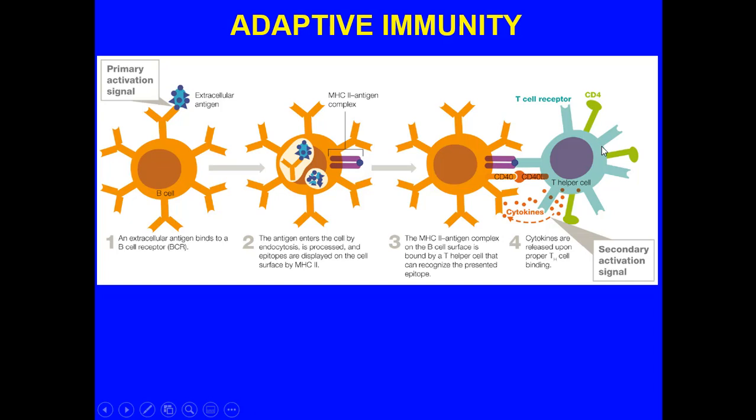Then what happens is we have the MHC2 antigen complex. It will now bind to the T cell receptor for a T helper cell. Now, what you have is the secondary activation. After you've had this nice interaction here, you end up with the T cell passing on cytokines that rev up this B cell.